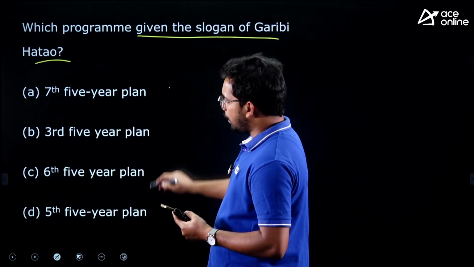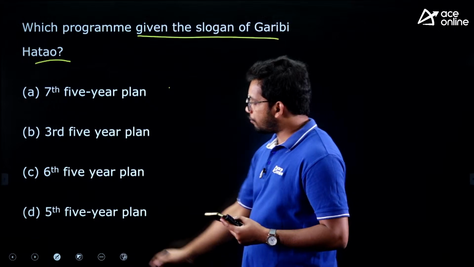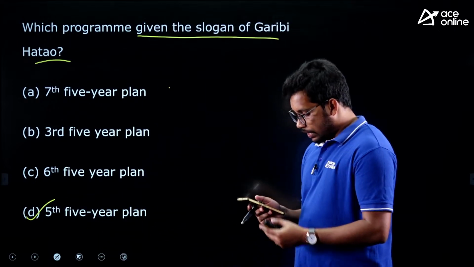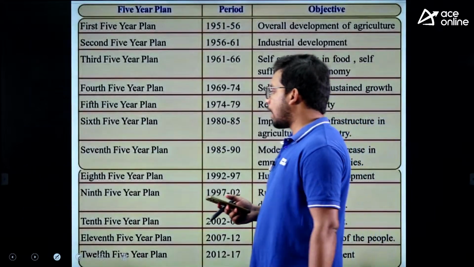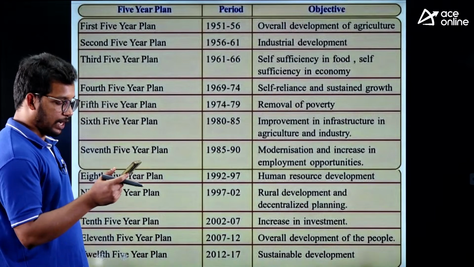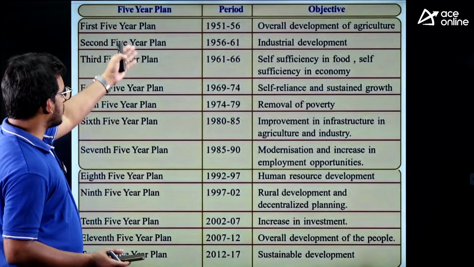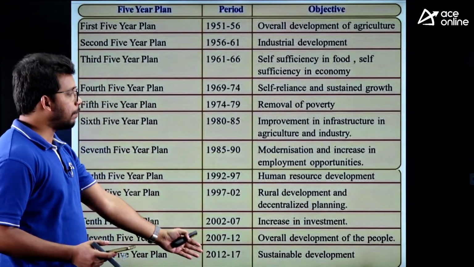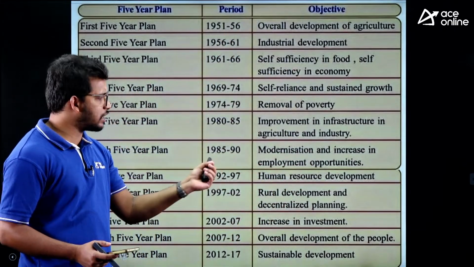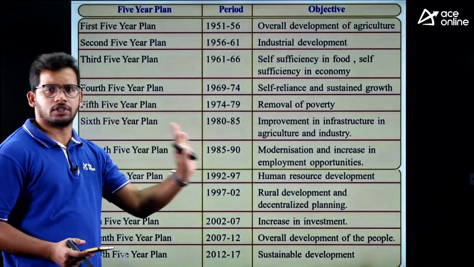So which 5-year plan? It is the 5th 5-year plan. When Indira Gandhi ji was our Prime Minister, Garibi Hatao was the slogan. So I am giving you the crisp summary of the 5-year plans. First 5-year plan, second, third, the years you need to remember, and then the objective of each of the 5-year plans. Very brief, crisp. You will see 1 or 2 questions from this.